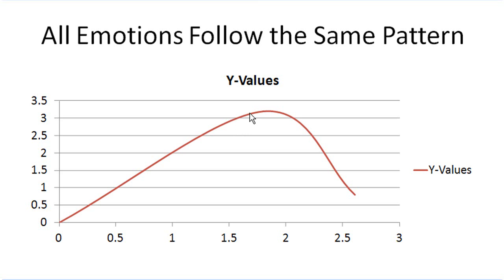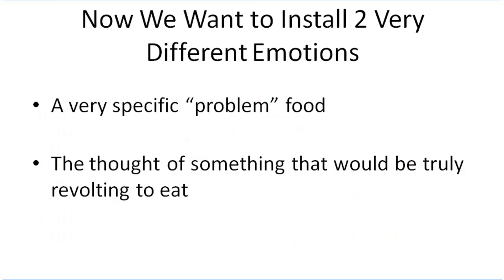The reason for that is that if you install your touch or install the emotion right here at the peak, what you're installing is the falling away of the emotion. So if we want to get the strongest effect, we'll actually do our touch as we're coming into the emotion right here. So to use this technique properly, we need two different things that we can install.